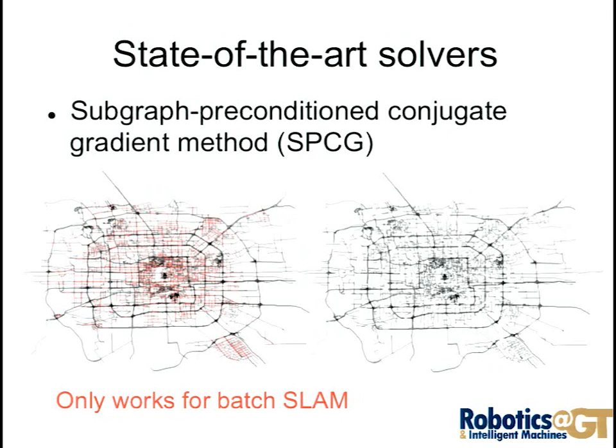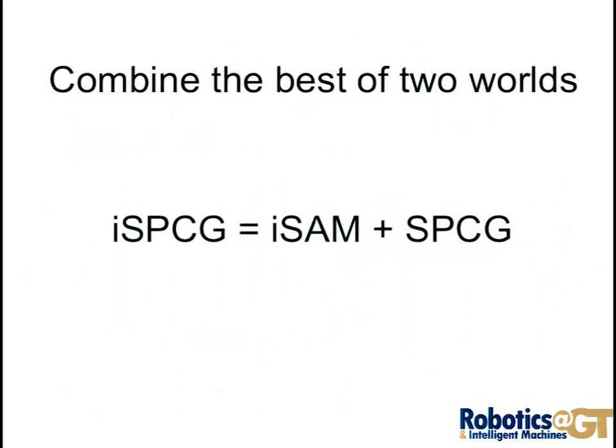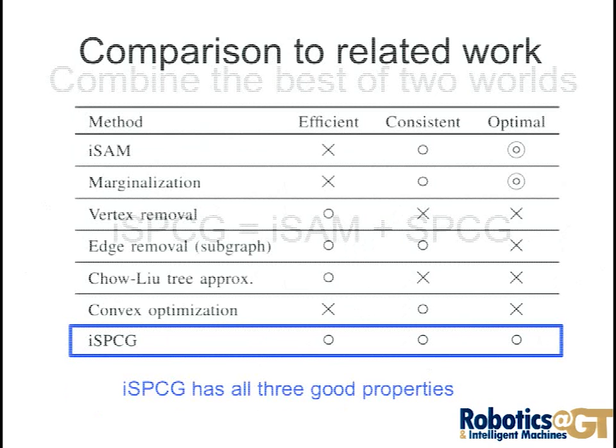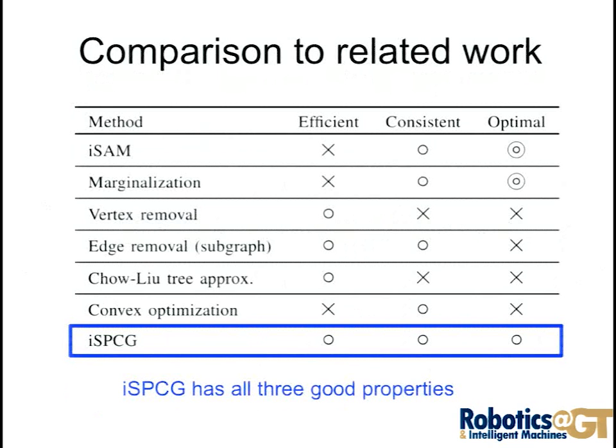So the question is, how can we marry the benefits of having these good preconditioners that use subgraphs and the incremental nature of smoothing and mapping that we get from iSAM? This paper is really about iSPCG, which is the combination of iSAM and SPCG, and combines the best of both worlds. If you compare it to related work, we get an algorithm that's efficient, consistent, and optimal, right?